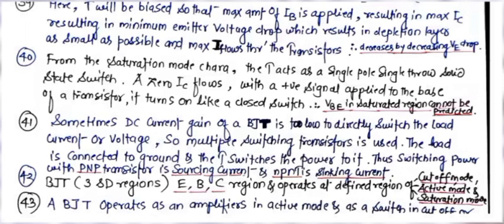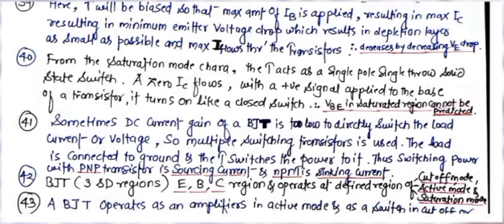From the saturation mode characteristics, the transistor acts as a single pole, single throw, solid state switch. A non-zero IC flows with a positive signal applied to the base of the transistor. It turns on like a closed circuit switch. Therefore, VB in the saturated region cannot be predicted.